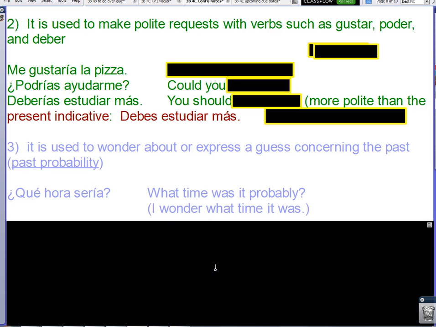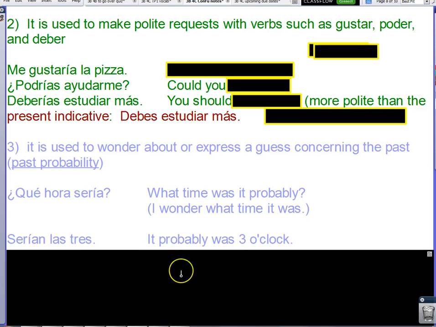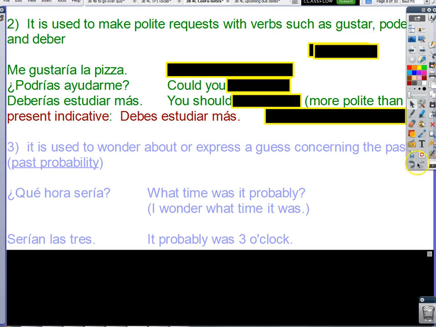You think of a better one. But anyway, I wonder what time it was. And it probably was 3 o'clock. So the future is used for present probability, but the conditional is used for past probability. Go and write that down and then move on with me.